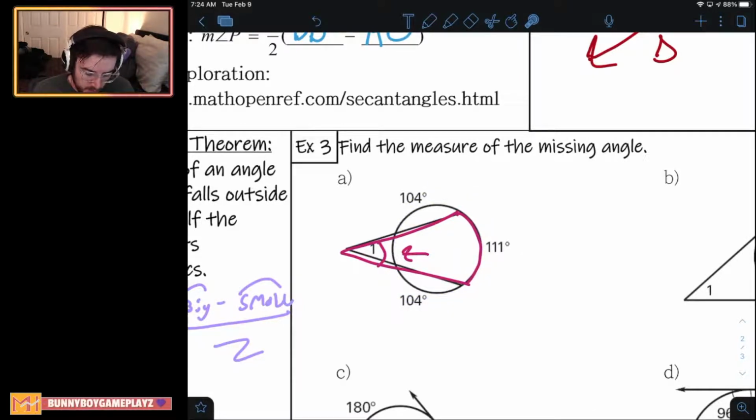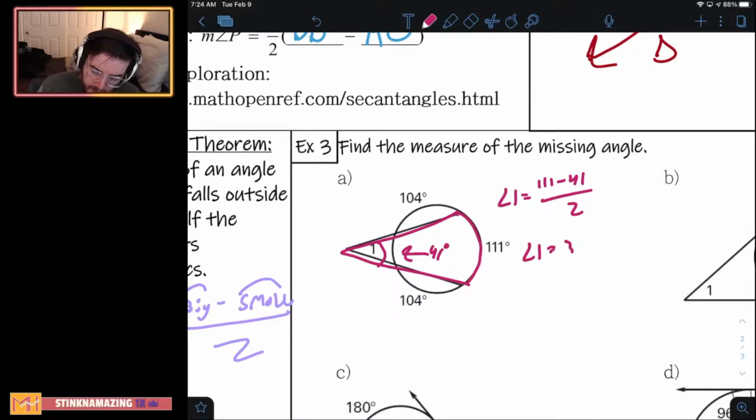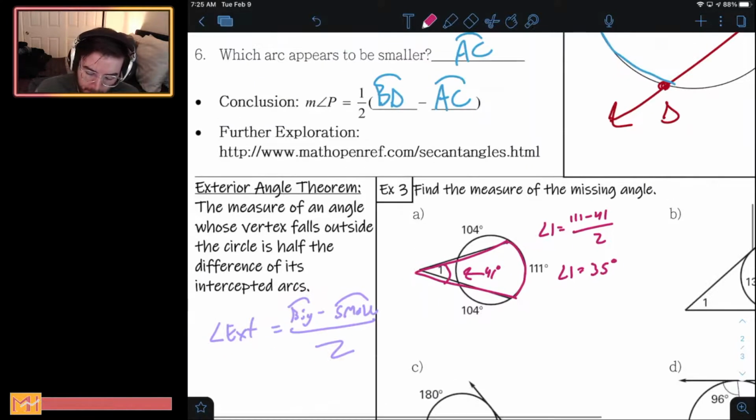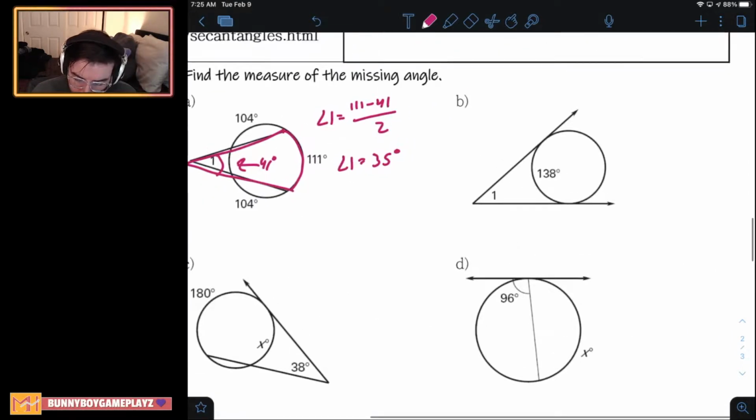So 111 plus 104 plus 104 again. Okay, interesting. And then subtract that from 360. Okay, the small one is 41 degrees. So the measure of the angle is big arc minus small arc divided by 2. And then you get 35 degrees. So notice the similarity to the above. Before we were adding the arcs together, now we're subtracting the arcs.